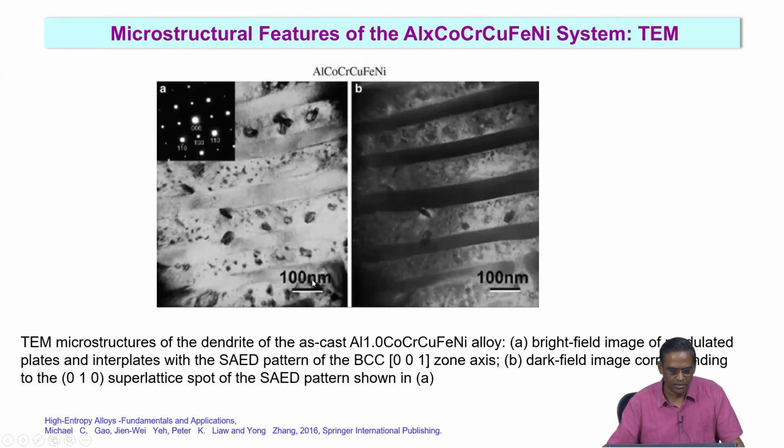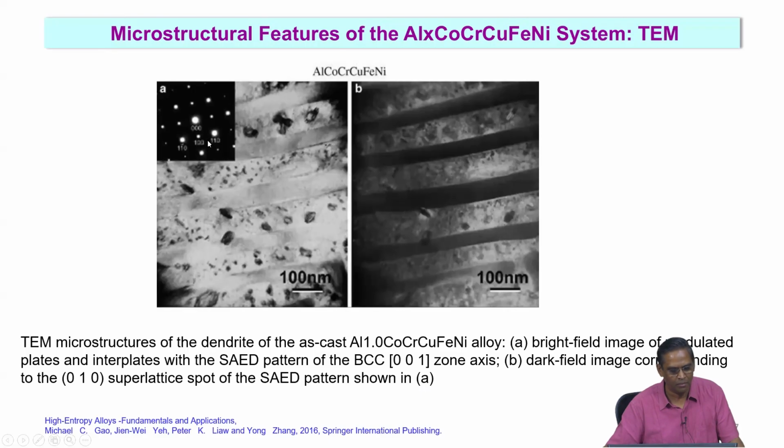What you are seeing here is a bright field electron micrograph, and then you have an inset selected area diffraction, and you have here B, a dark field image corresponding to the 1010 superlattice spot of the SAD pattern shown in A. So, what you have is a composite pattern. Not all of them are fundamental reflections.